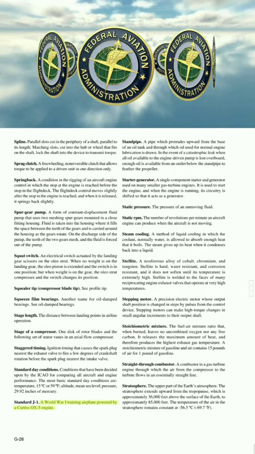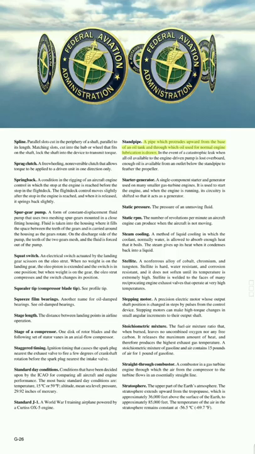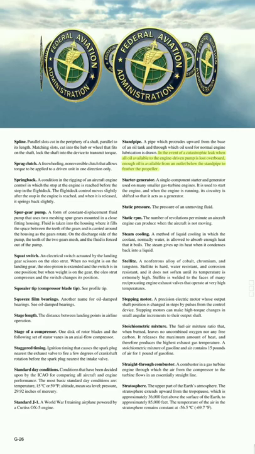Standpipe: a pipe which protrudes upward from the base of an oil tank, and through which oil used for normal engine lubrication is drawn. In the event of a catastrophic leak, when all oil available to the engine-driven pump is lost overboard, enough oil is available from an outlet below the standpipe to feather the propeller.